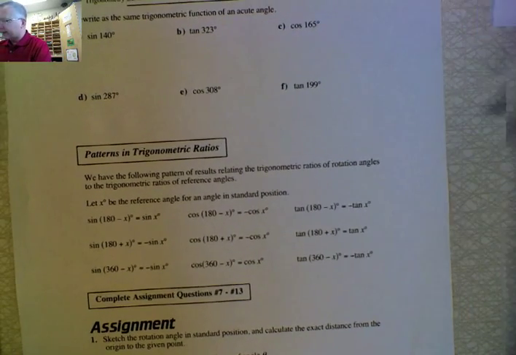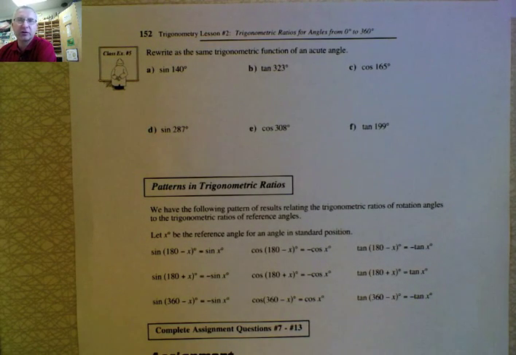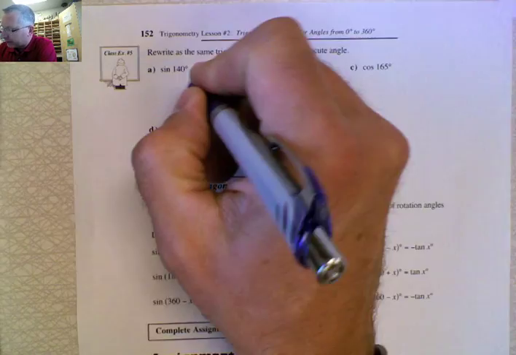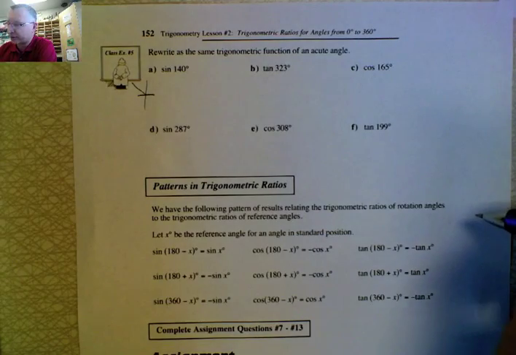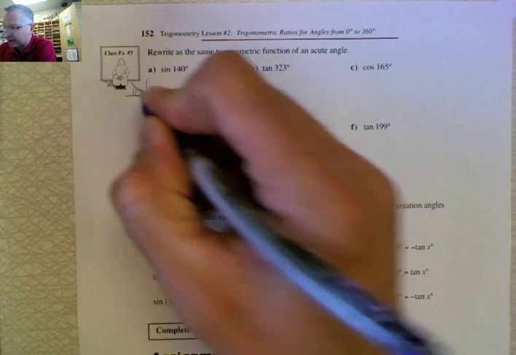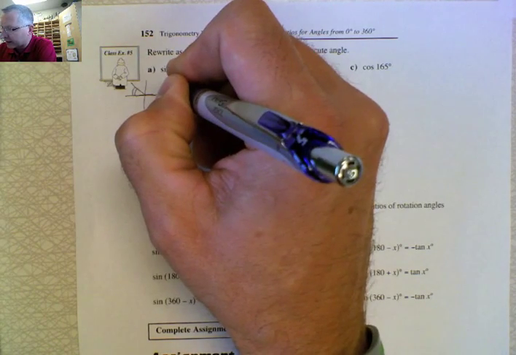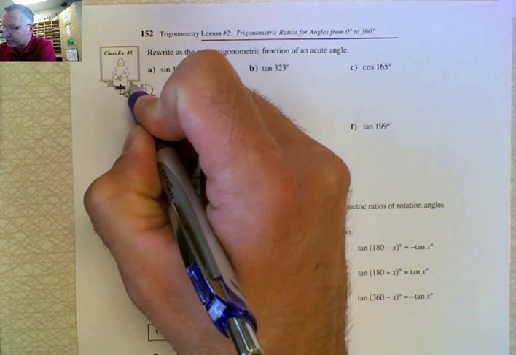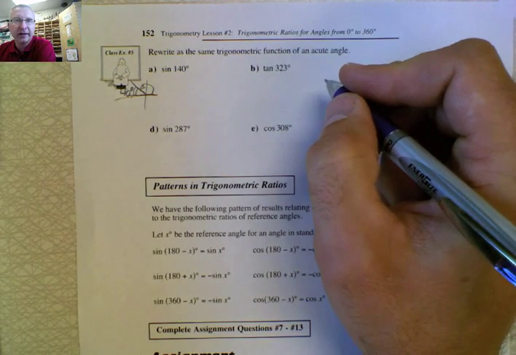In this last example, it asks us to rewrite these trig ratios or trig functions using an acute angle. So if we look at the sine of 140, if you draw a small coordinate plane, 140 degrees is in quadrant 2. And if you look at the reference angle, the angle between the terminal arm and the x-axis, this reference angle in this quadrant is actually 40 degrees because 140 is the rotation to the terminal arm, and I have to go 40 degrees more to get to 180.